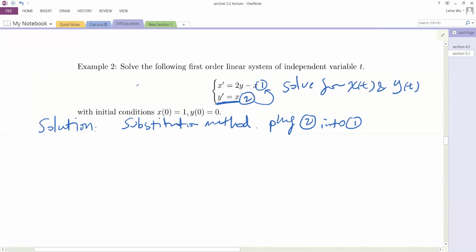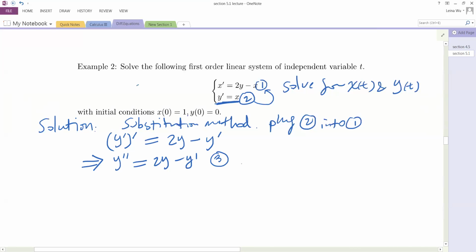Okay, so let's see. Equation 1 is x prime, and equation 2 says x is y prime. So we have y double prime equals 2y minus x, which is y prime, right? Right. That tells you y double prime equals 2y minus y prime. Let's call this equation 3.